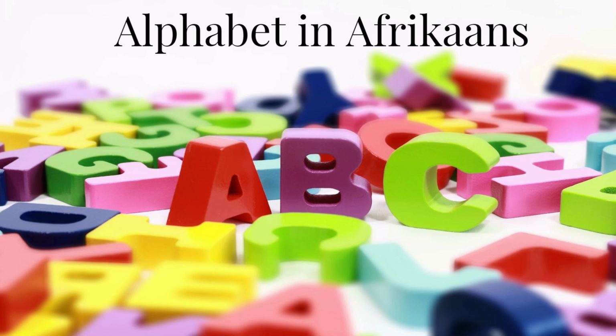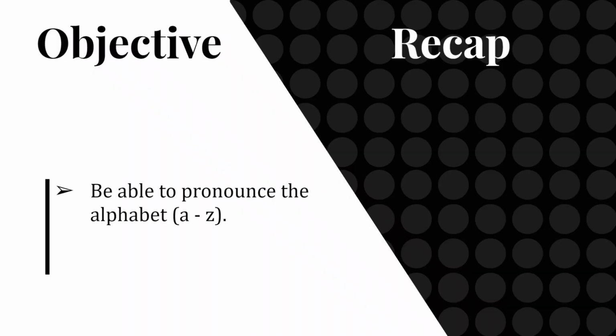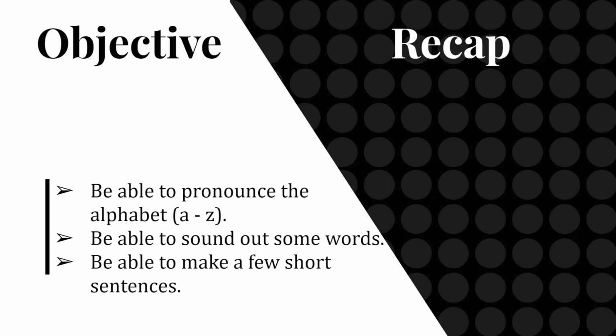Hello and welcome to this lesson about the alphabet. After you have finished this lesson, you should be able to pronounce the alphabet A to Z in Afrikaans. You should also be able to sound out some words, and you should be able to make a few short sentences. There will be no revision for this lesson.